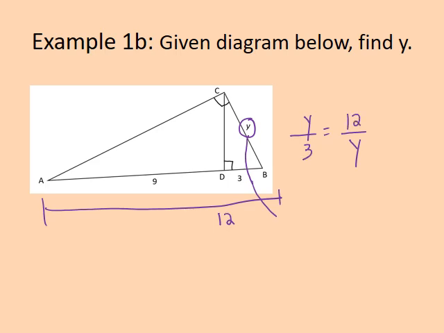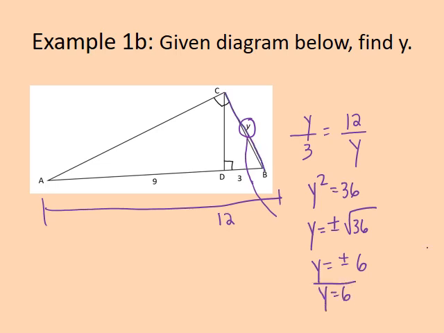So now we're going to solve this proportion. Y times Y is Y squared. 3 times 12 is 36. Now we're going to take the square root of both sides, so Y equals plus or minus the square root of 36. Square root of 36 is 6. So plus or minus 6. Since lengths are always positive, Y equals positive 6.